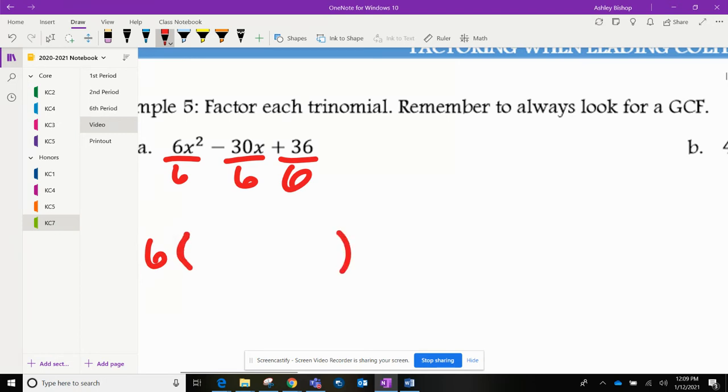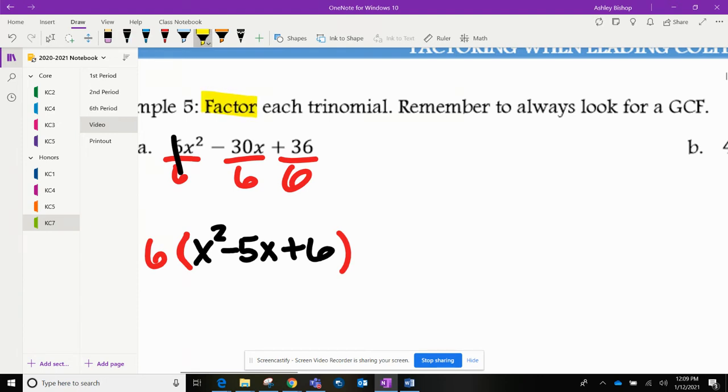Once I clean this up, 6x squared divided by 6, those 6's cancel, and I'm just left with x squared, or 1x squared, either way. Negative 30x divided by 6: we'll push that x aside and just do negative 30 divided by 6, which is negative 5, and then bring that x back. Then 36 divided by 6 is 6. This is what we did on Friday. This is not new, but now we want to factor it completely.